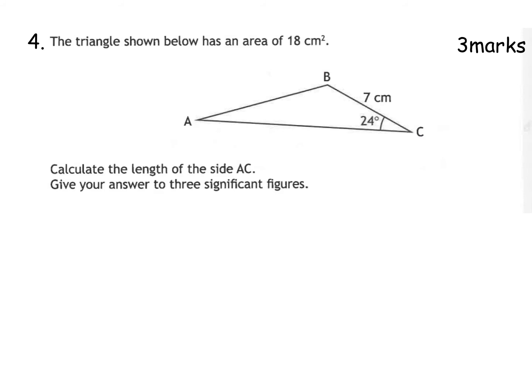Okay, question 4. We're going to need a calculator now for this one. It's a triangle, so it's obviously some kind of triangle trig. It tells us the area, so I know that it's going to be area equals half AB sine C. And luckily, they've actually kept it in the right order. We've got our AB sine C here.